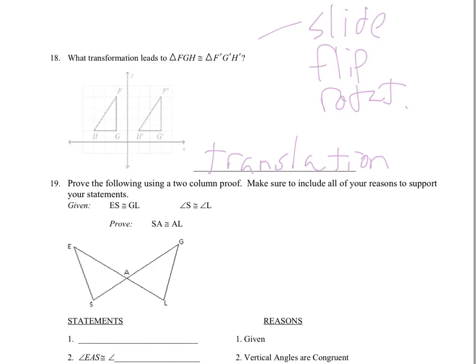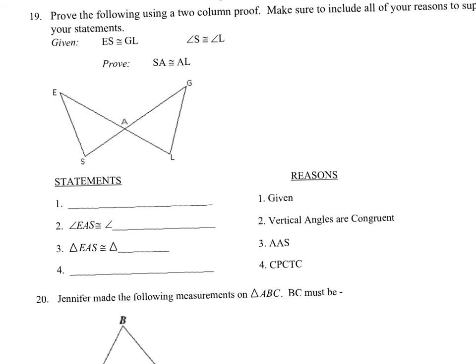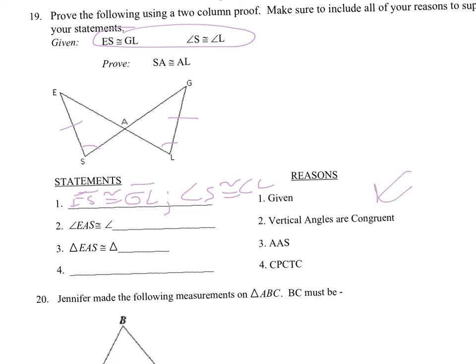Okay, 19, we had a proof. Now, it gave us some information, so we have to put that in our statements. So ES is congruent to GL. Angle S is congruent to angle L. Next it says, well, let's mark that first. ES and GL, angle S and angle L. Next it says that vertical angles are congruent. Well, the vertical angles are these angles. So they give us EAS, which is this one. We have to come up with the other one, which is angle GAL.